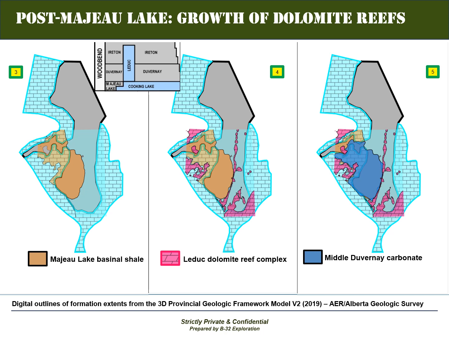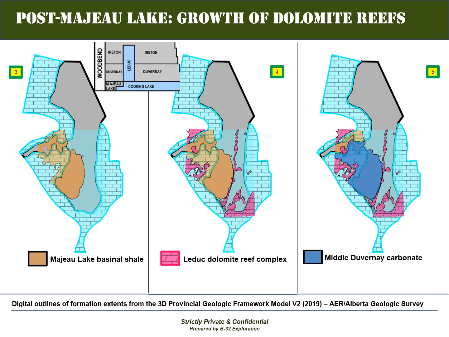So after Majeau Lake time and that geographic shift in the basinal shale of this area, we begin to grow dolomite reefs along linear trends or lineaments, which begin to play an important part of the chemistry of the Duvernay itself. And so rather than it just being a carbonate platform, we actually are developing dolomitic reef systems at the same time that Duvernay was being deposited.